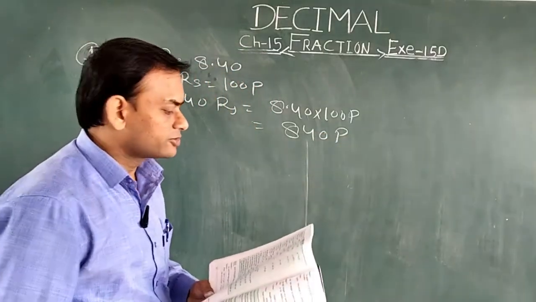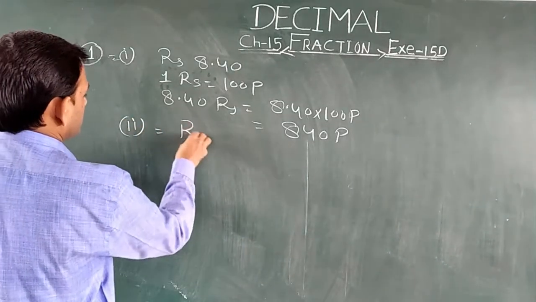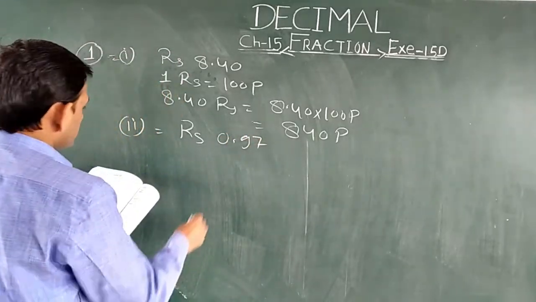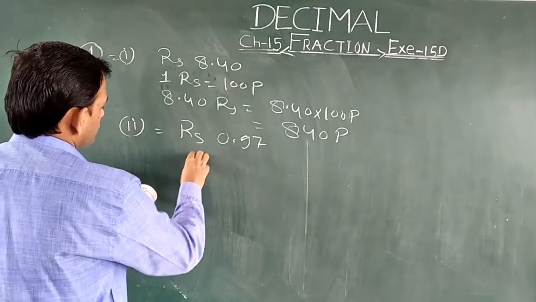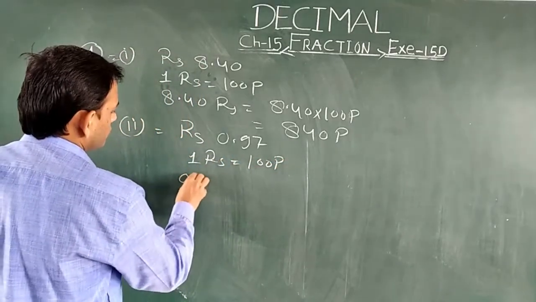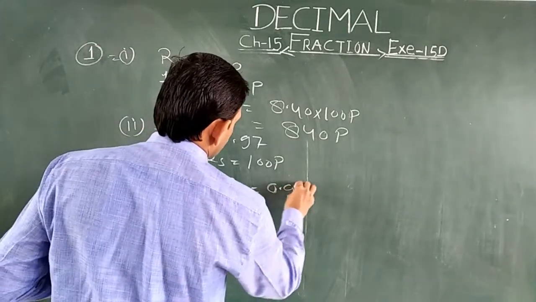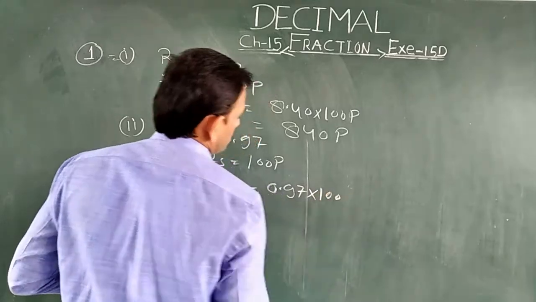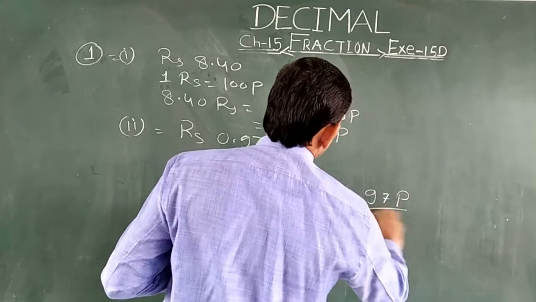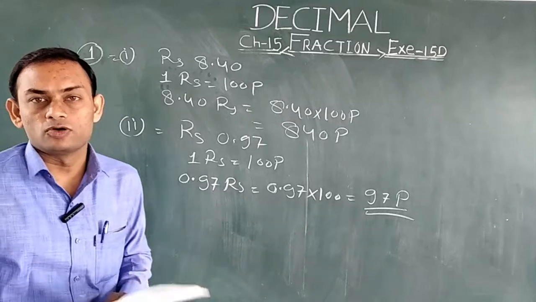Got it? One more I am going to tell you. The second part of this, rupees 0.97, and you have to change it into paise. As you know, 1 rupee is equal to 100 paise. So 0.97 rupees will be 0.97 into 100, which is equal to 97 paise. This is done. The rest of the parts of this question you will do on your own.